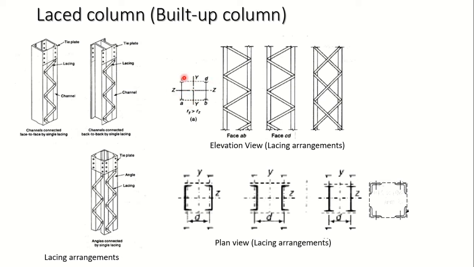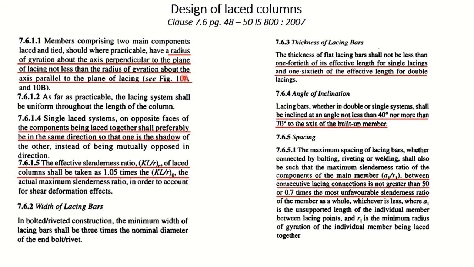It should not be more than that. So it should be less than, should not be greater than 50, or 0.7 times the most unfavorable slenderness ratio. Okay, A1 is the unsupported length of the individual member. R1 is the minimum radius of gyration of the individual member being laced together.